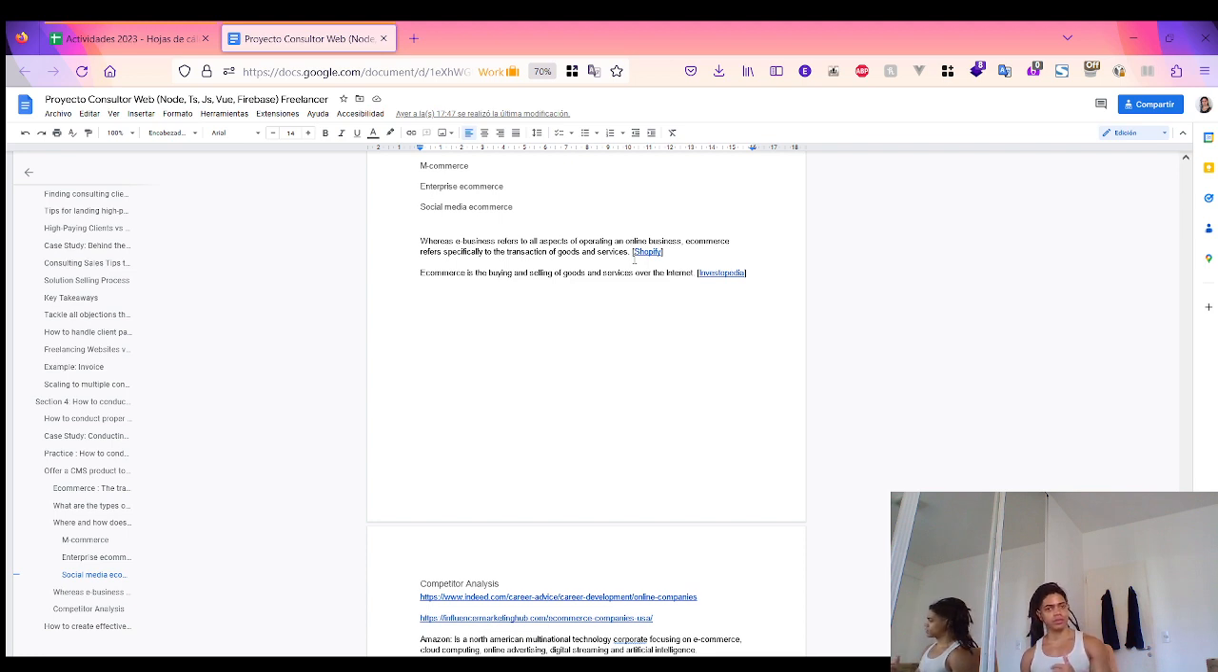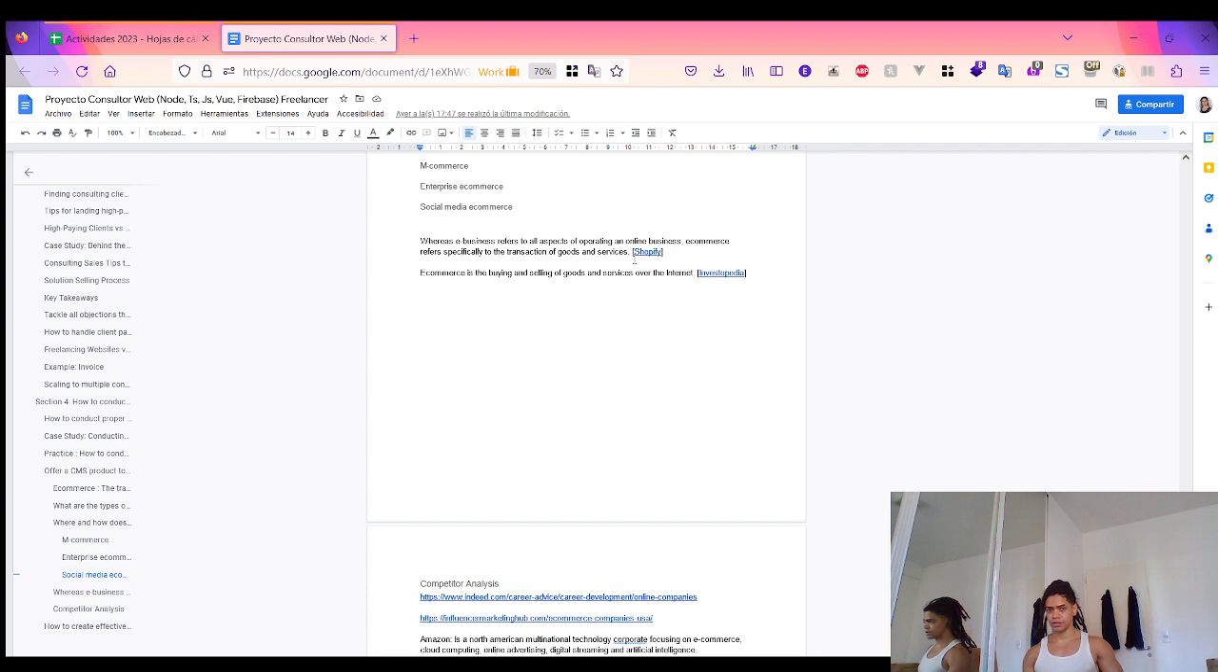Now, the other is with respect to government: government to business and government to consumer. Government to business, you have public procurement portals. So now government agencies provide an online platform for businesses to bid on government contracts. You have the FBO, from the United States, the Federal Business Opportunities.